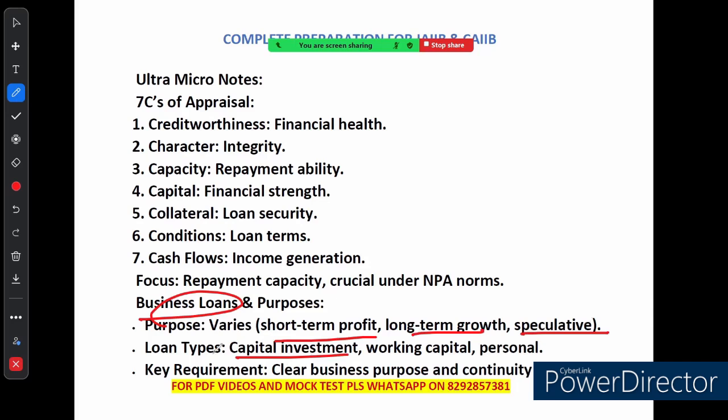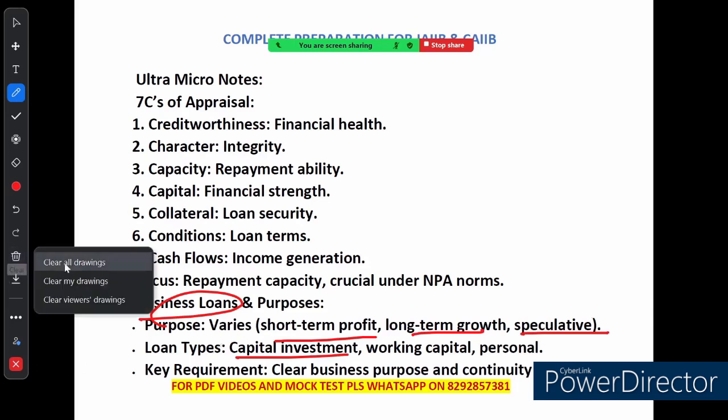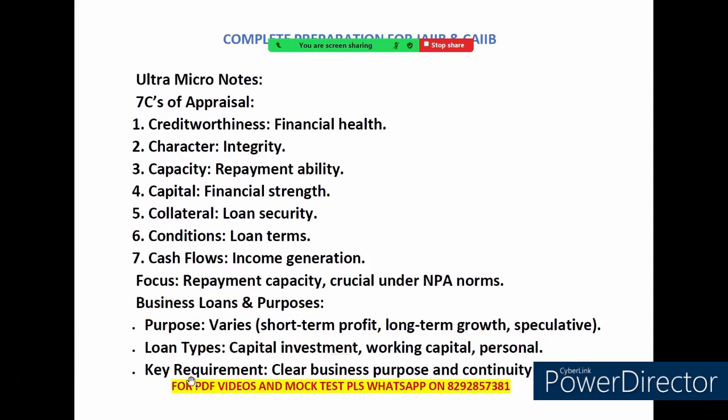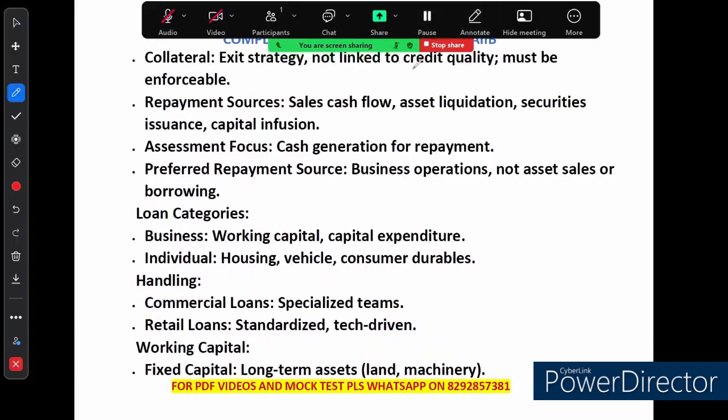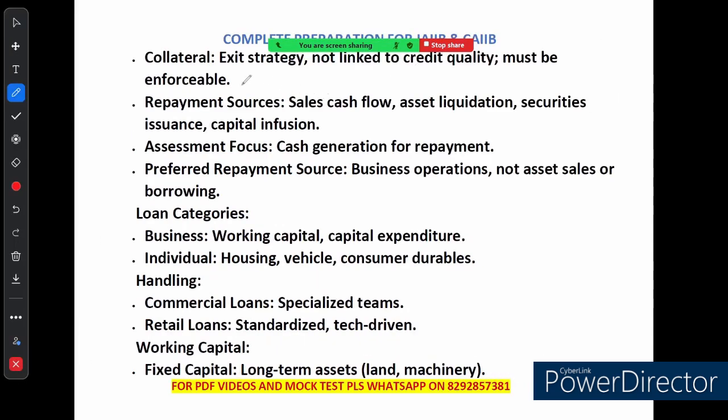Now, collateral is the backup plan. So you can see the loan types are capital investment, working capital, and they also give personal loans. Collateral is a backup plan, but banks prefer that you repay through your business earnings, not by selling assets or borrowing money. So in a nutshell, credit appraisal is a careful evaluation to make sure the bank is lending safely. They look at your finances, your business, and most importantly whether you can repay the loan on time.